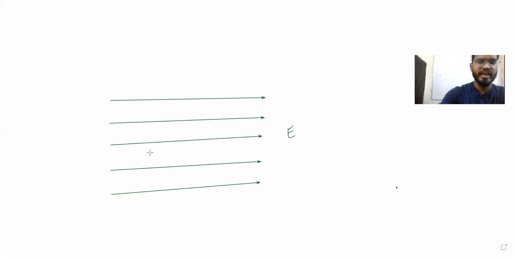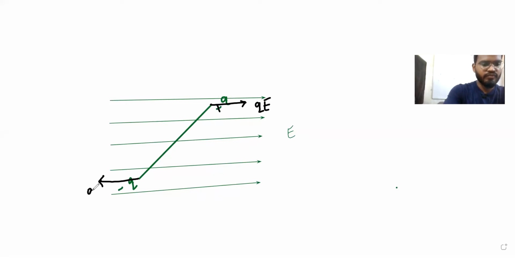Now we can place a dipole here. The dipole here it is. So let's consider here is minus q charge, and here is plus q charge. Guys, we know that since this is positive charge, in this direction there will be a force. That force is going to be qE, and in the same way in this direction there will be a force, that is q into E, right? Now we can say this is going to be the center of the dipole.